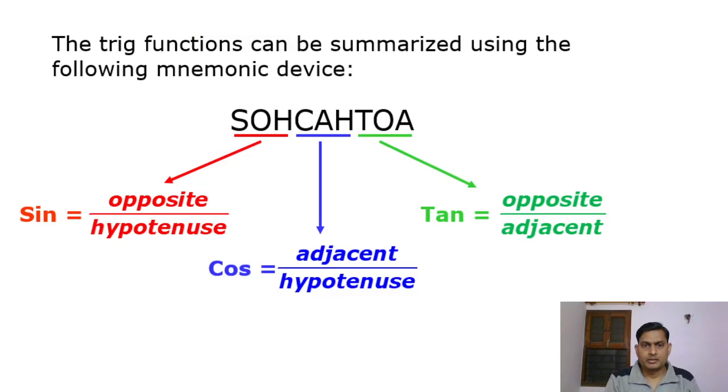So we can learn these formulas with the help of a mnemonic. We can learn the mnemonic as SOH, CAH, TOA in three parts. SOH means S is sine, O is opposite, H is hypotenuse. So sine is equal to opposite upon hypotenuse. Similarly, CAH, C is cos, A is adjacent, H is hypotenuse. So cos is equal to adjacent upon hypotenuse. Similarly, TOA means tan equal to opposite upon adjacent. In this way, we can learn these three formulas.